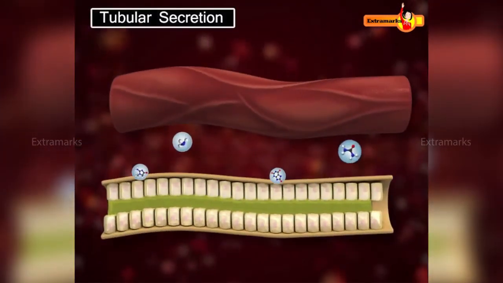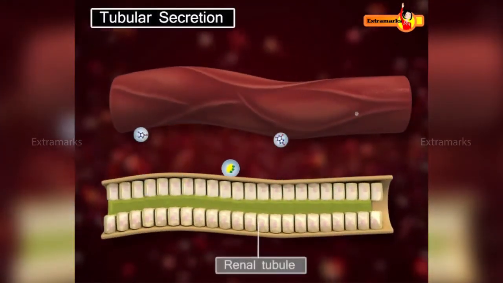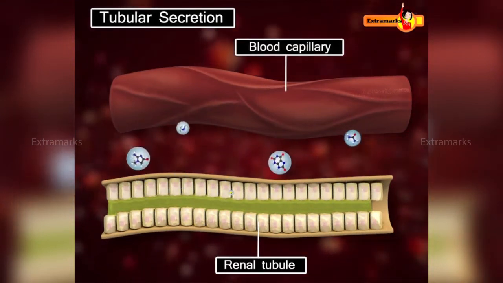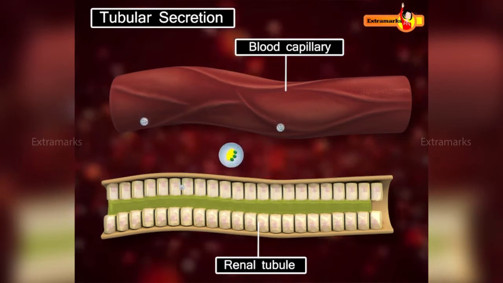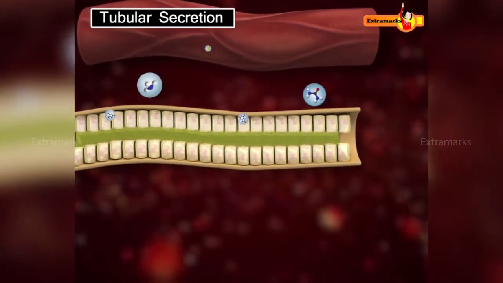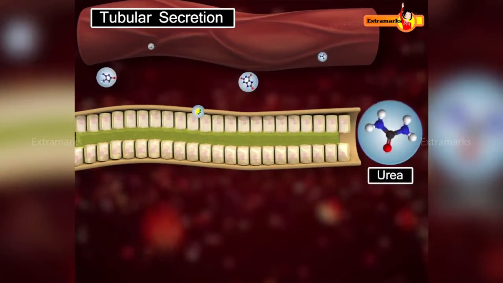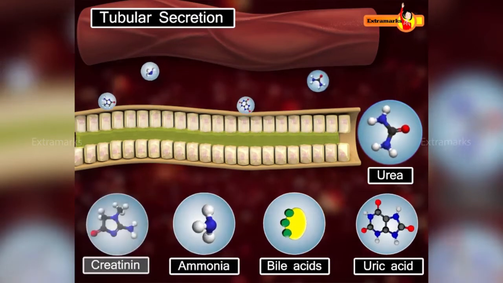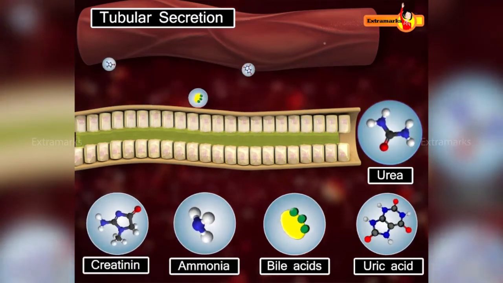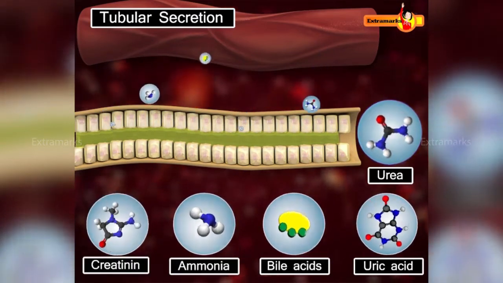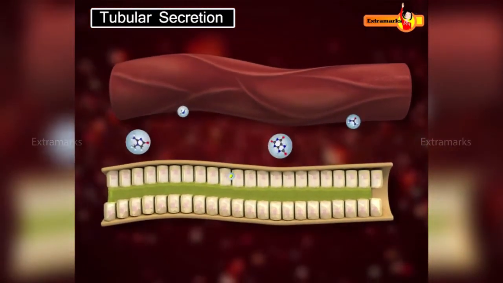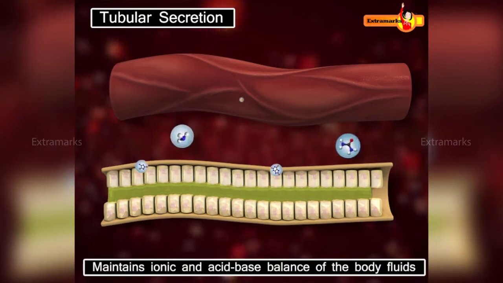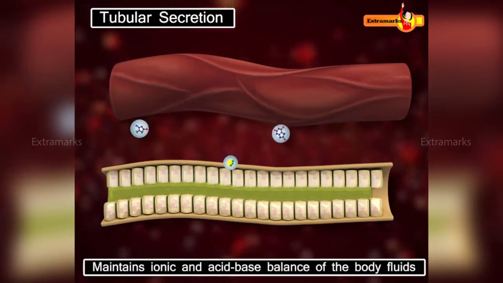Tubular secretion is the process in which the renal tubule extracts chemicals from the capillary's blood and secretes them into the tubular fluid. In this process, urea, uric acid, bile acids, ammonia, and creatinine are secreted into the renal tubule. Hence, it helps in the maintenance of ionic and acid-base balance of the body fluids.